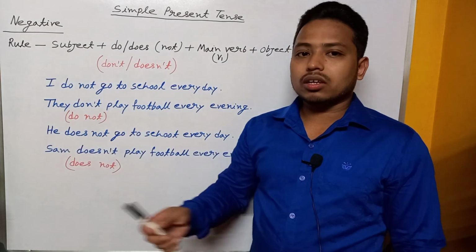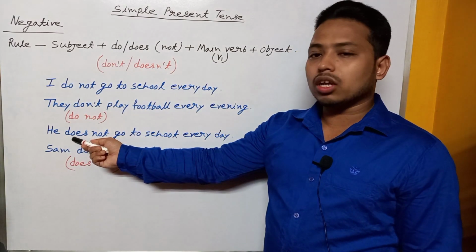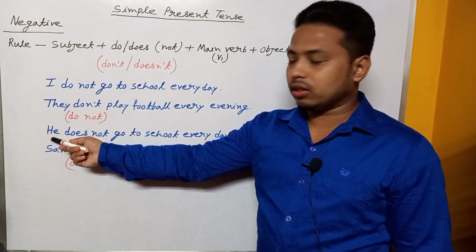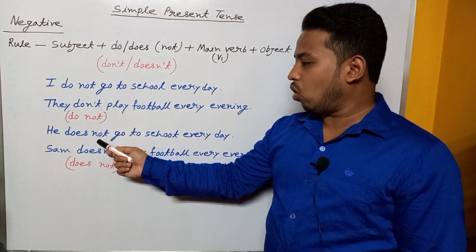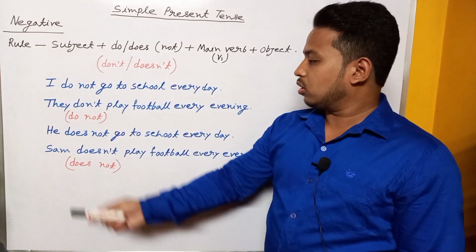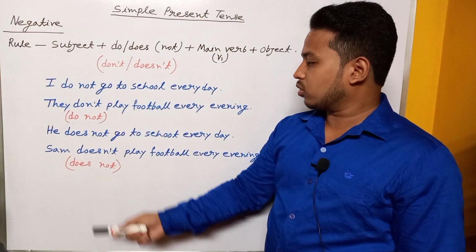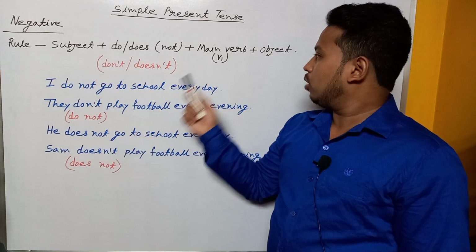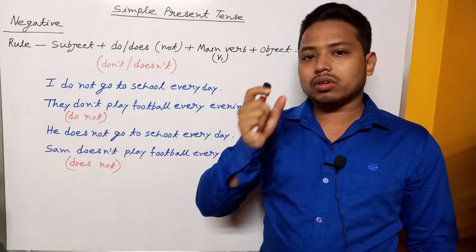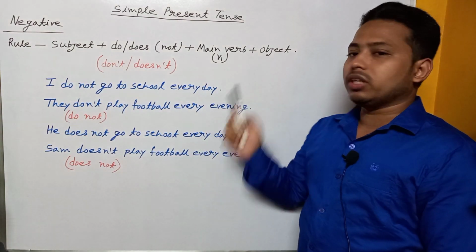He does not go to school every day. He, subject, third person singular. So I write does helping verb with he. Then I write not because it is also a negative sentence. So I write not after does helping verb. Go, main verb, means verb first form. To school every day, object.